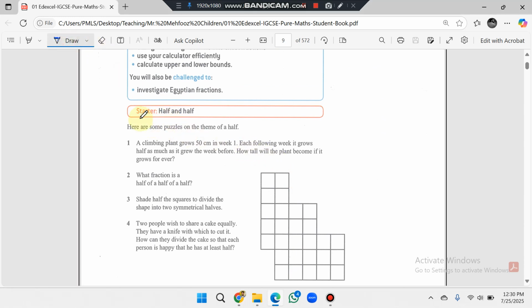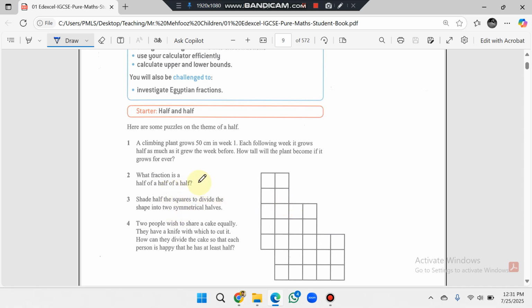In this you can see that here are some puzzles on the theme of the half. A climbing plant grows 50 centimeters in week 1. Each following week it grows half as much as it grew the week before. How tall will the plant become if it grows forever? What fraction is the half of a half of a half?